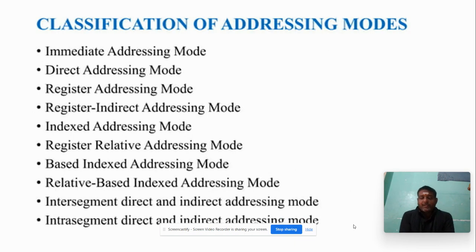The classification of addressing modes of the 8086 microprocessor is: immediate addressing mode, direct addressing mode, register addressing mode, register indirect addressing mode, indexed addressing mode, register relative addressing mode, base index addressing mode, relative base index addressing mode, inter segment addressing mode, and intra segment addressing mode. Okay, these are the classifications of addressing modes in the 8086 microprocessor.